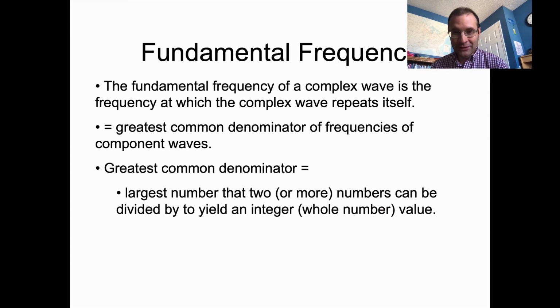That one's relatively easy though. So the biggest number in that case is 4. So you can divide 4 by 4 and get 1. That's a whole number. You can divide 12 by 4 and get 3. That's a whole number as well, right?